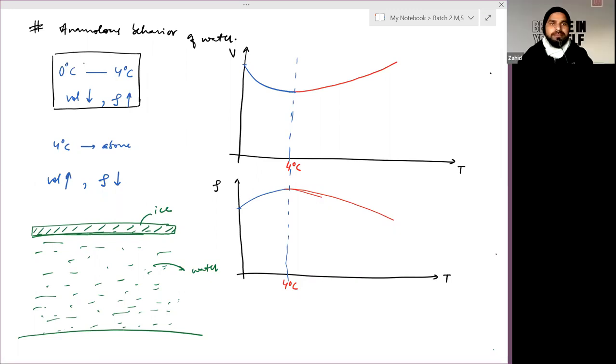So the above formula is an exception in the case of water between 0 degrees Celsius and 4 degrees Celsius. Just write it down.